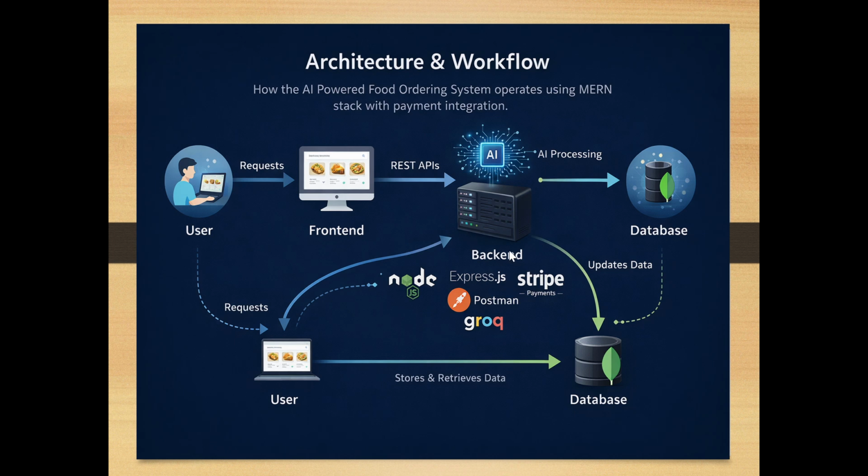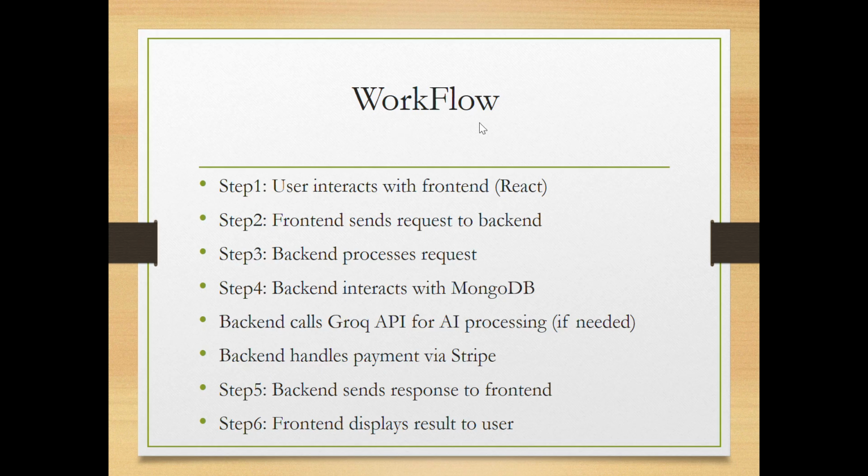The backend also calls external APIs like Grok or Stripe payments. The backend calls the Grok API for the AI processing, and the backend handles the payment via Stripe. This is the workflow. The user interacts with the front end through React, and the front end sends requests. Previously I explained this slide.